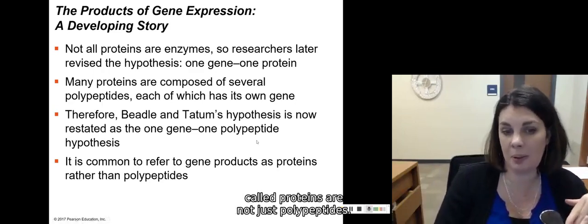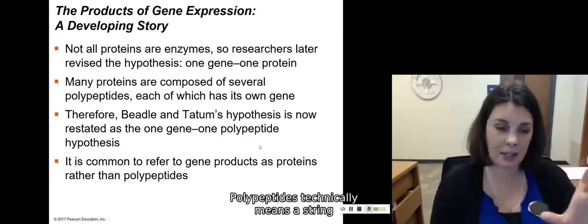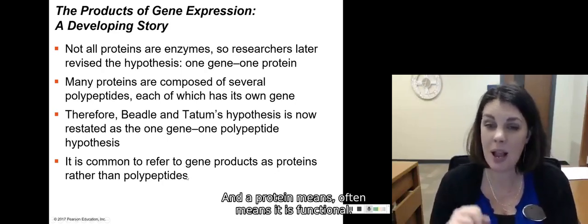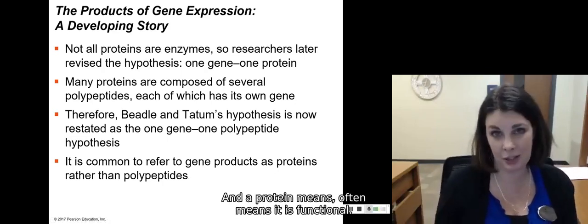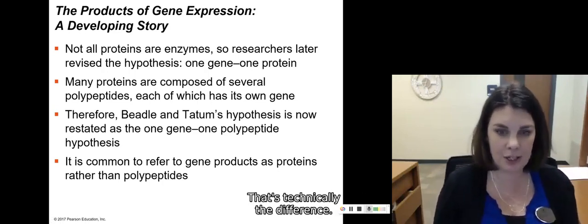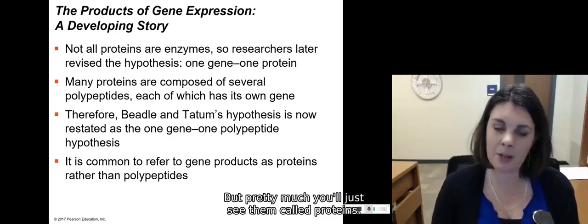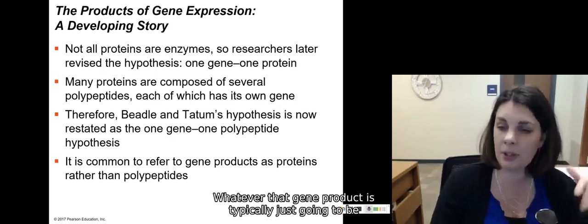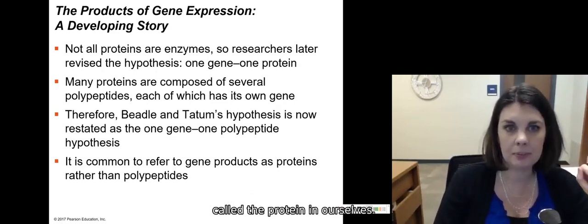Commonly, gene products are called proteins and not just polypeptides, although polypeptides technically means a string of amino acids that aren't yet a functional protein, and a protein often means it is functional. That's technically the difference, but pretty much you'll just see them called proteins. Whatever that gene product is typically just going to be called a protein.